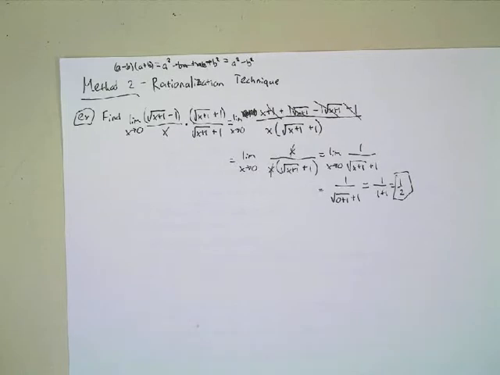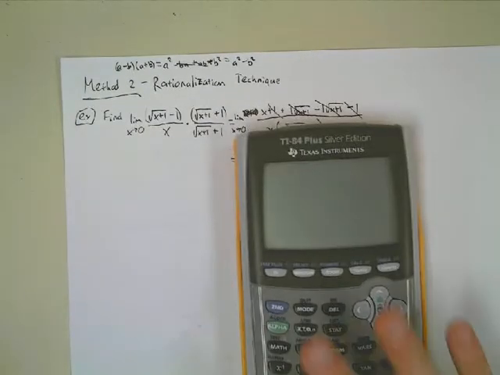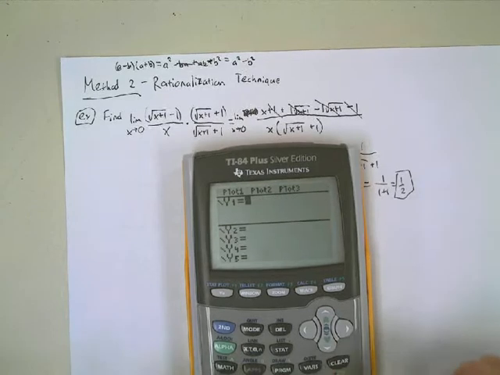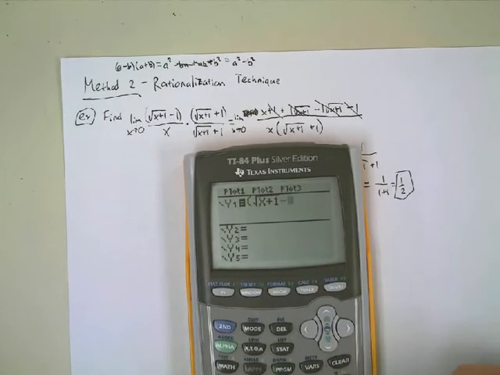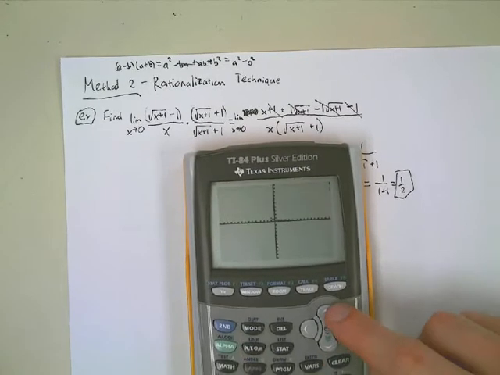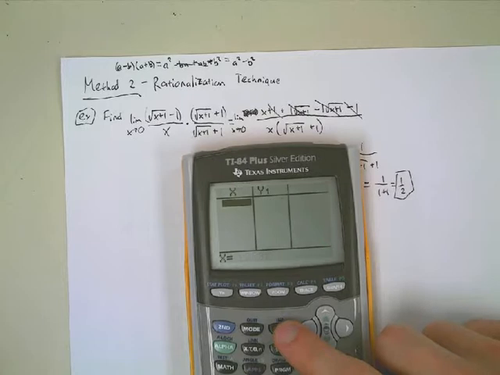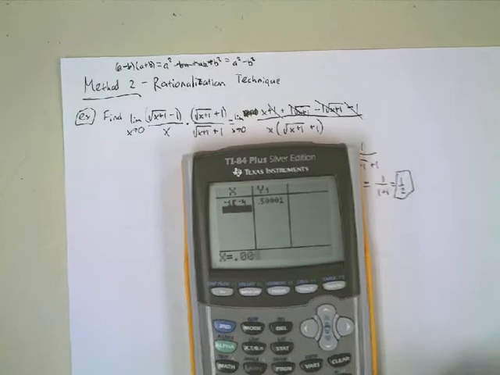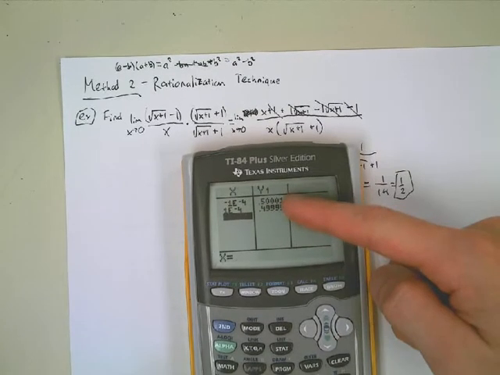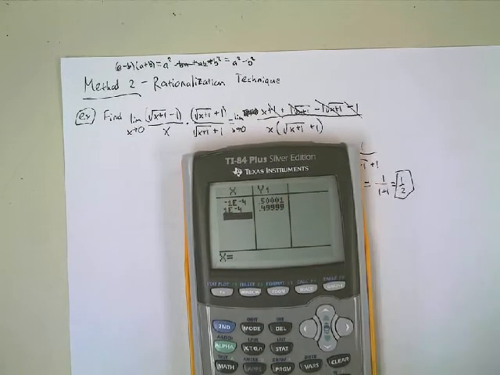All right, and we can check our answers in our graphing calculators here. So square root of x plus 1 minus 1 divided by x. Go to my table. Delete things out. I want to approach 0 from the left and from the right. So I'll do like negative 0.0001 and 0.0001. And sure enough, look at that. From the left and from the right, 1/2. Okay?